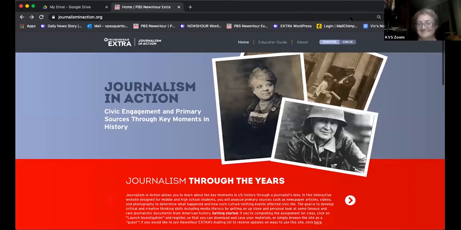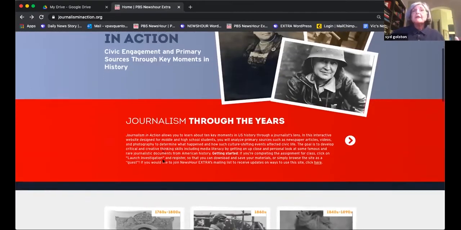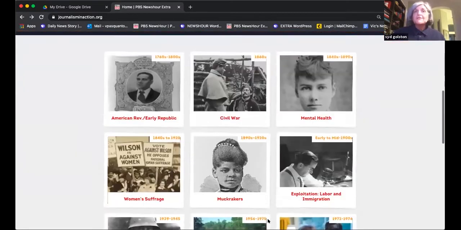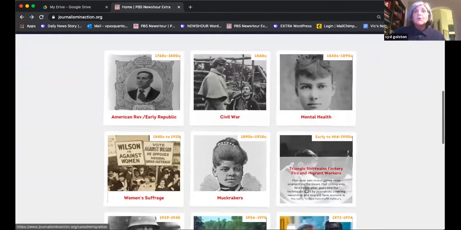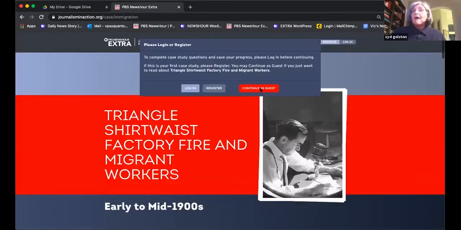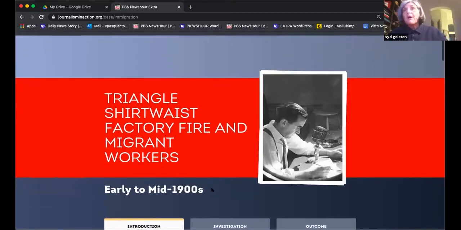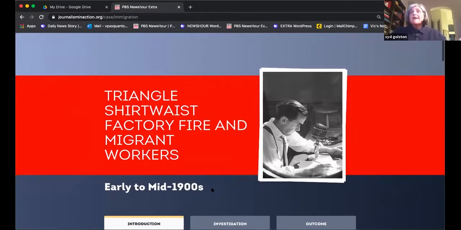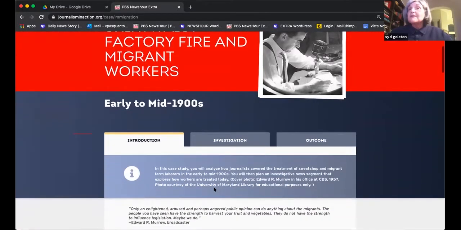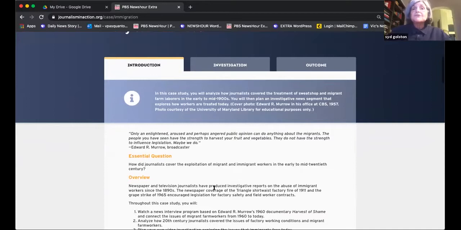Immigration and exploitation of immigrant labor, to show you the features that will be in all of the units. This one is titled Triangle Shirtwaist Factory Fire and Migrant Workers. And when we get there, you'll see that our journalist of the unit is Edward R. Murrow. Edward R. Murrow was a pioneer in investigative journalism on television. But we actually start a little earlier than this and go to newspapers.